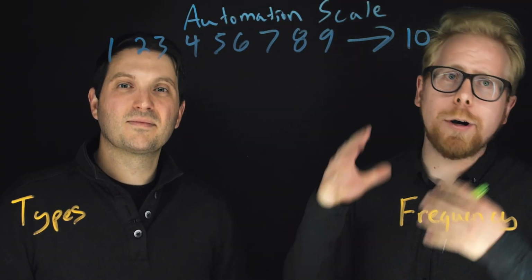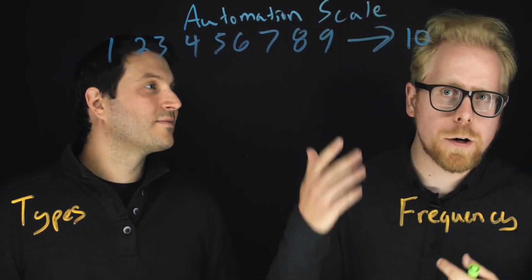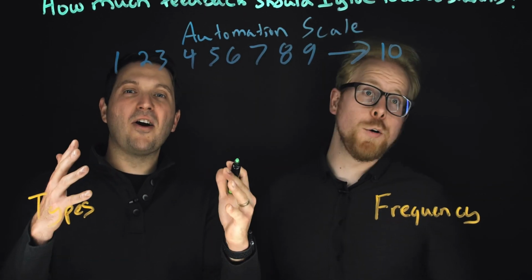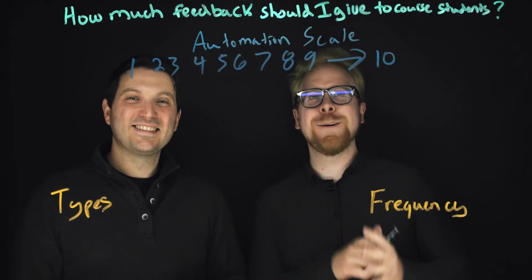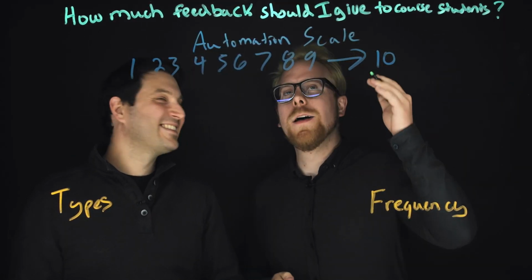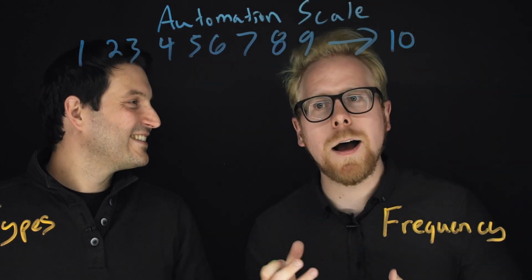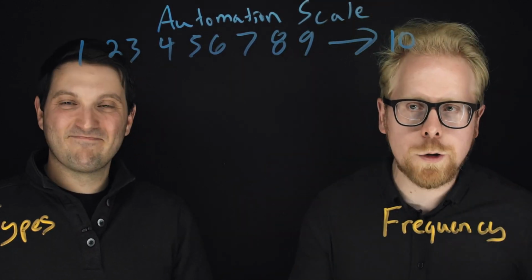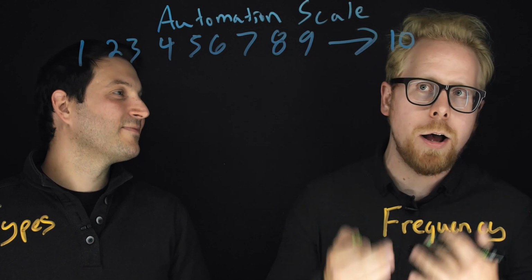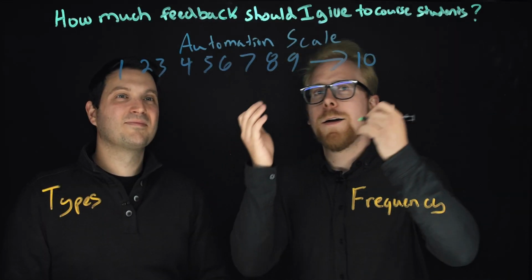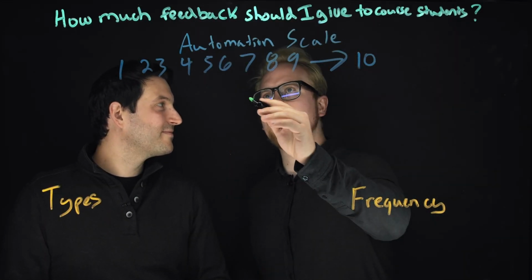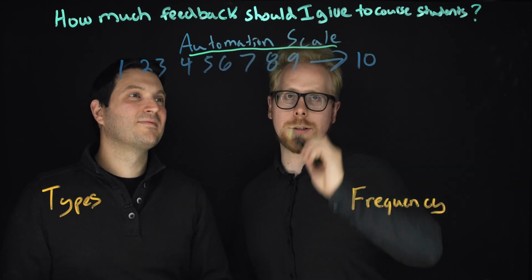A while back, we were asked this question by one of our colleagues, Mary. Here is the answer. When you're looking at how much time you should spend with your learners, specifically if you're building an online course, the answer has everything to do with what we call the automation scale.